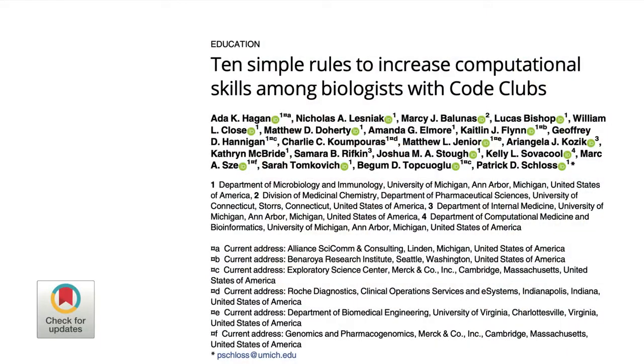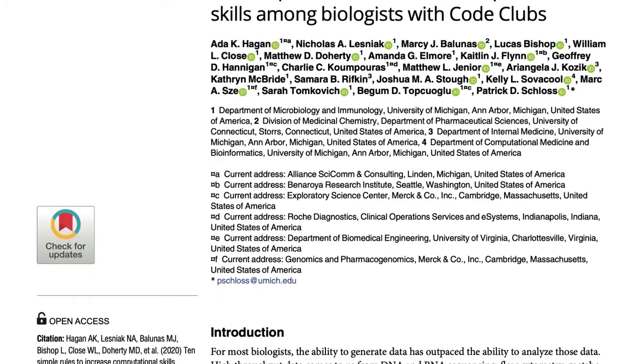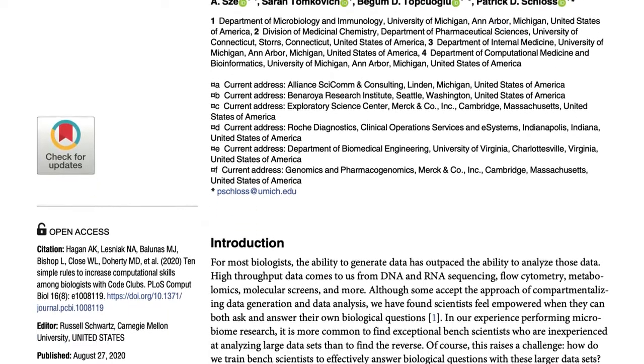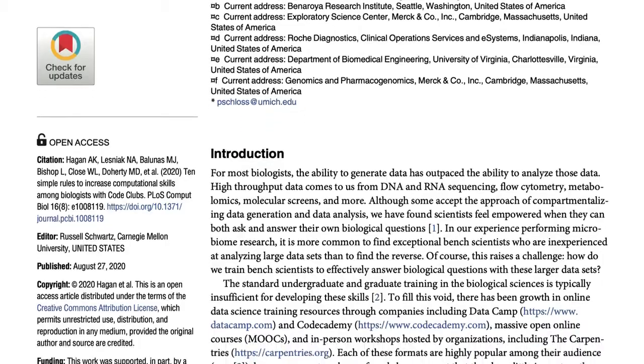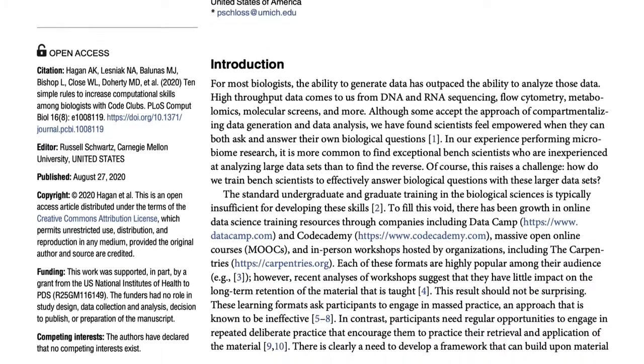Be sure you check out this paper that my lab published last year in PLOS Computational Biology called 10 Simple Rules to Increase Computational Skills Among Biologists with Code Clubs.